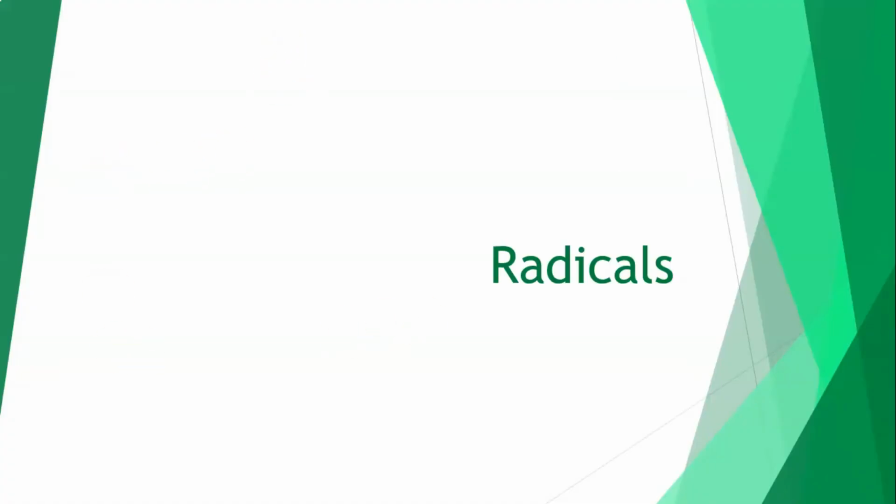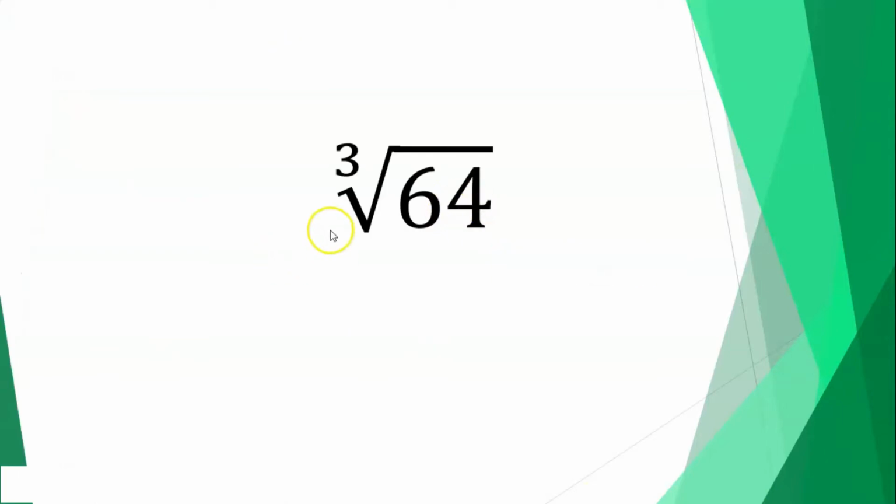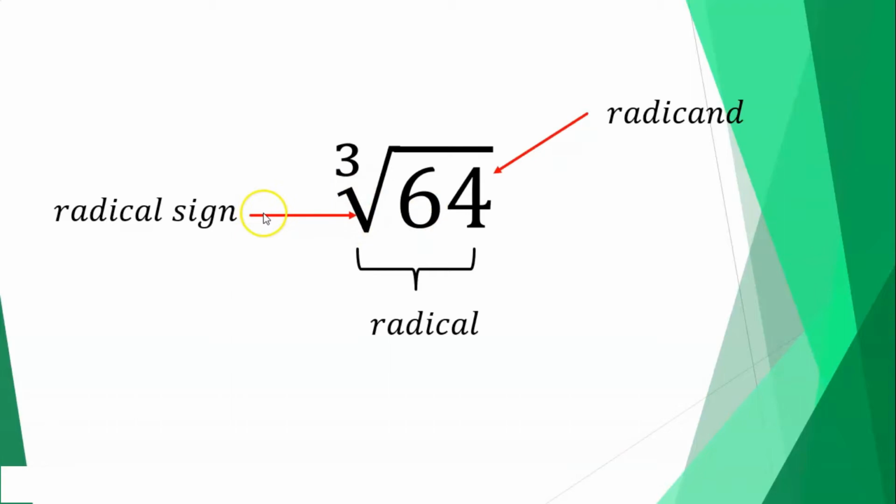Hello everyone, in this video we will learn all about radicals. Now given this radical term, the cube root of 64, this is the radical sign. 64 is considered as the radicand, so when you say radicand, it's the number within the radical sign. This 3 here is considered as the index, so an index is written at the wing of the radical sign. So if an index is not written, the default there is 2.